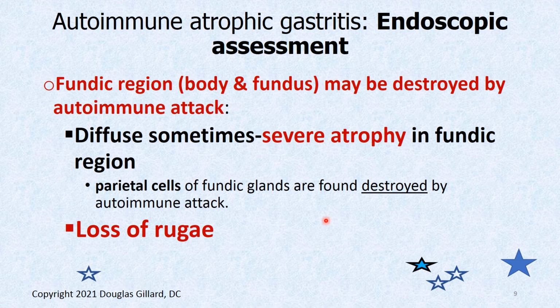What about endoscopic assessment if you go down there and look around? Well, we said that if it's been going on a long time, there might be visible destruction of the stomach. The body and the fundic region of the stomach usually have rugae, and those can be blown out because of this disease, because of the chronic inflammation.